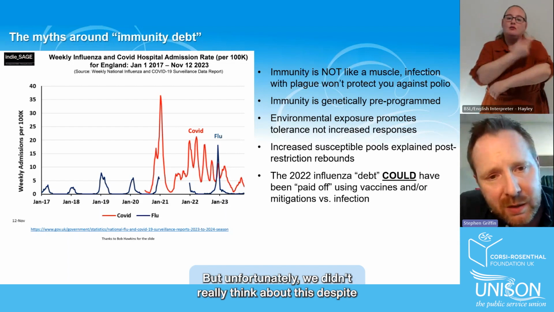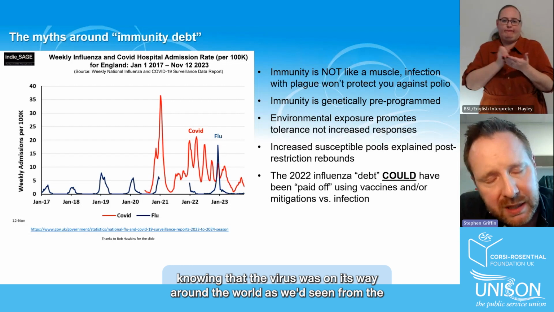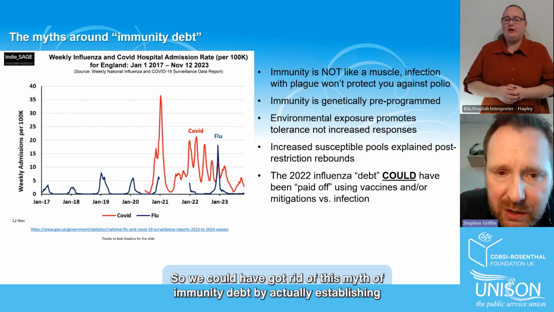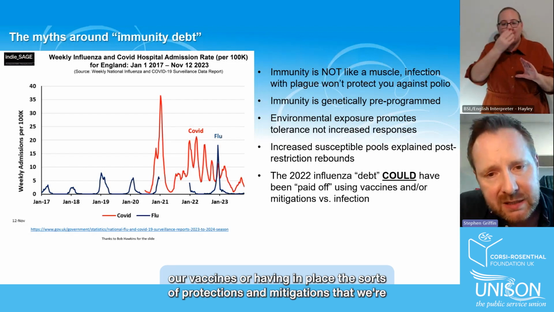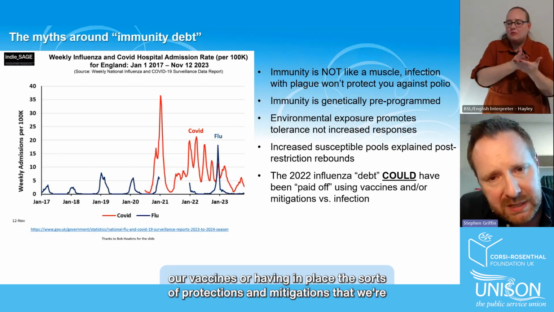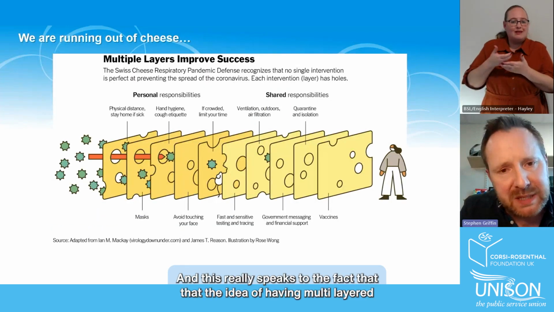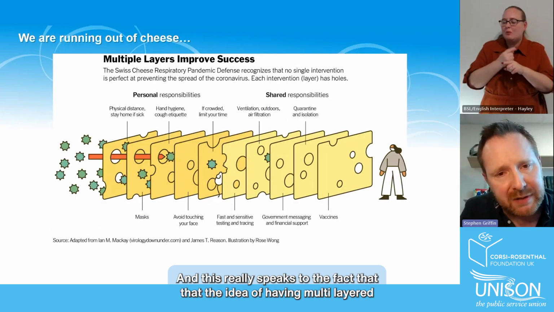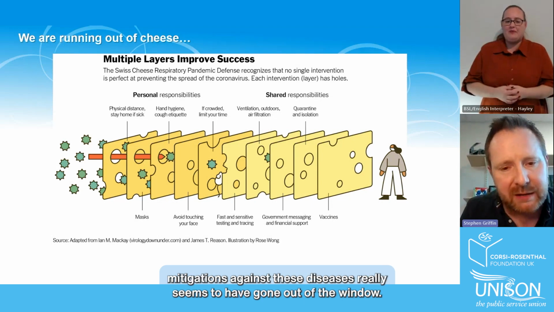But unfortunately, we didn't really think about this, despite knowing that the virus was on its way around the world, as we'd seen from the Southern Hemisphere. So we could have got rid of this myth of immunity debt by actually establishing our vaccines or having in place the sorts of protections and mitigations that we're talking about today. And this really speaks to the fact that the idea of having multi-layered mitigations against these diseases really seems to have gone out of the window.